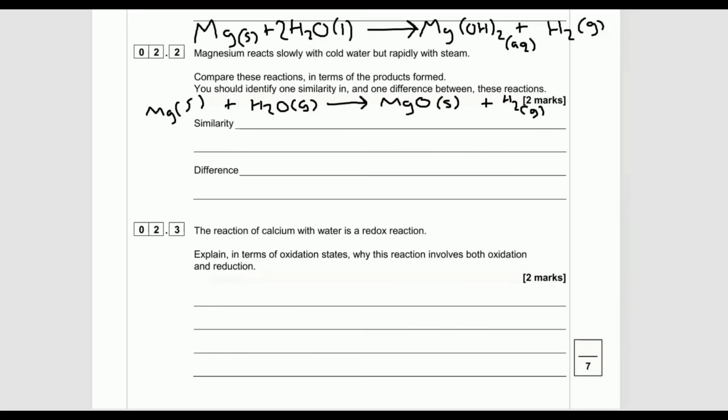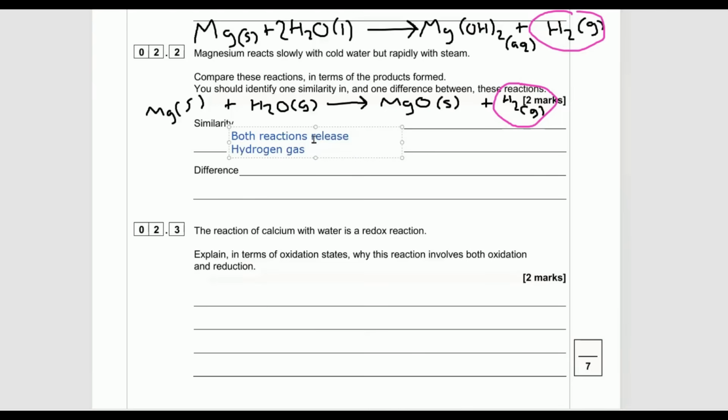So we can spot here straight away, and that's balanced, that one, isn't it? Yeah, 1 O, 2 H's, 2 H's, 1 O. That's completely balanced. Right, let's spot the similarity. Okay, so let's put that similarity down. Both reactions release hydrogen gas.